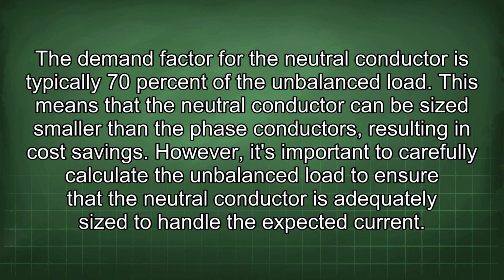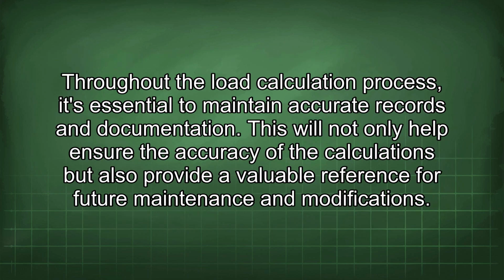The demand factor for the neutral conductor is typically 70% of the unbalanced load. This means that the neutral conductor can be sized smaller than the phase conductors, resulting in cost savings. However, it's important to carefully calculate the unbalanced load to ensure that the neutral conductor is adequately sized to handle the expected current. Throughout the load calculation process, it's essential to maintain accurate records and documentation.